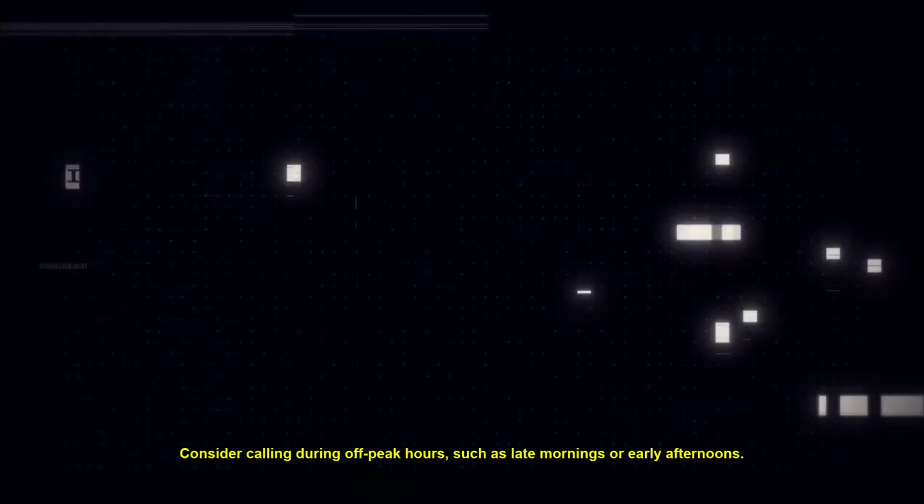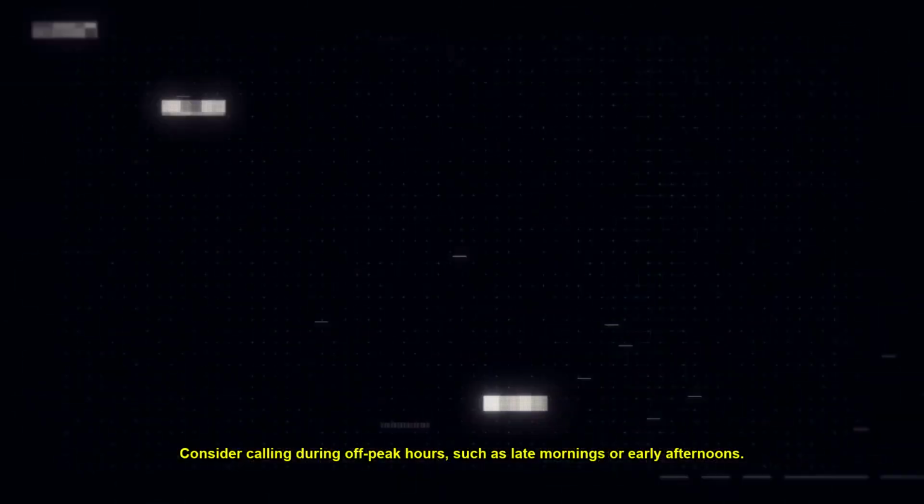Determine the best time to call based on Verizon's support hours. Consider calling during off-peak hours, such as late mornings or early afternoons. When calling, be ready to explain your issue clearly and concisely. Follow the prompts provided by the automated system to streamline your call.